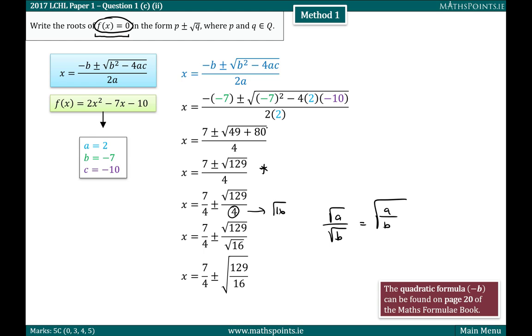Now, I don't know, if we go up here, it's worth testing. If you had put this into your calculator, no, you can't put plus or minus into here.